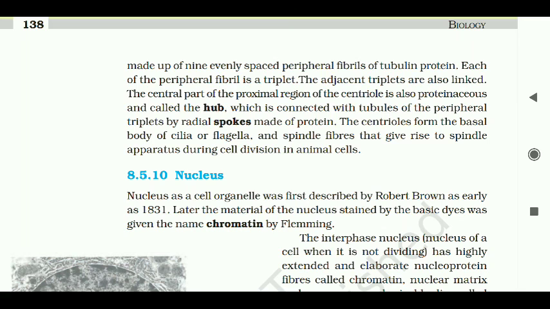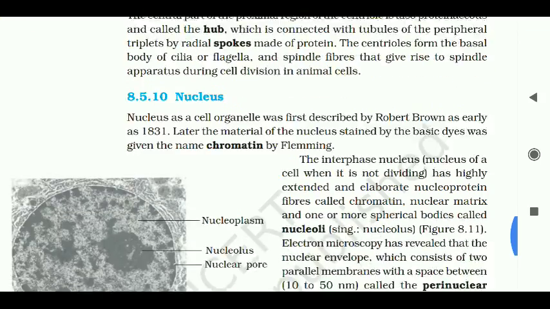The central part of the proximal region of the centriole is also proteinaceous and called a hub, which is connected with tubules of the peripheral triplets by radial spokes made of protein. The centrioles form the basal body of cilia or flagella, and spindle fibers that give rise to the spindle apparatus during the cell division in animal cells.